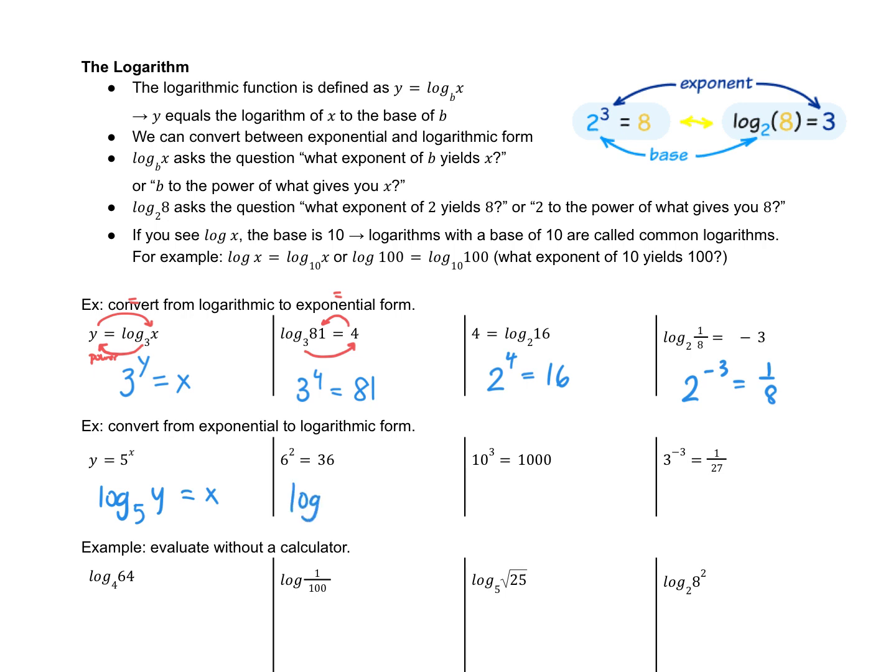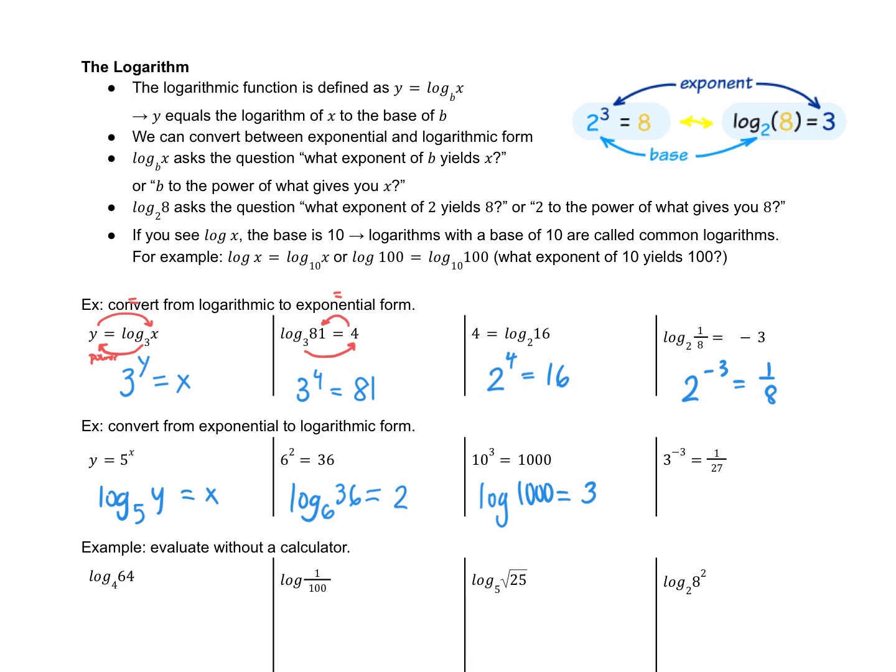Next, log, our base is 6, just like in the exponential form. The exponent is 2, so that must be my answer. And then there's my 36. 10 to the power of 3 equals 1,000. The base is 10, which I can write if I want, or I can leave it blank. It's implied. The exponent is the answer, and then 1,000. So log 1,000 equals 3, or log 1,000 base 10 equals 3.